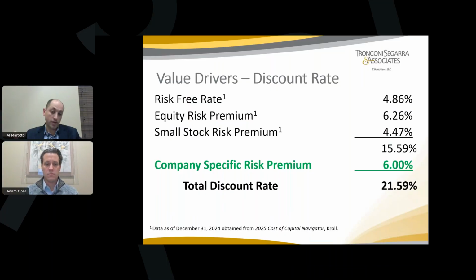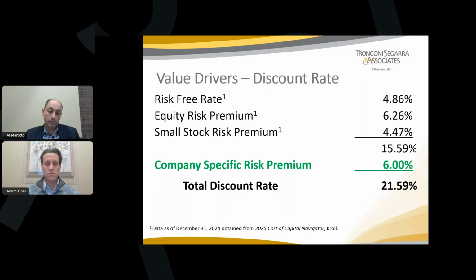The first one is the risk-free rate, 4.86%. That's the rate of return on U.S. Treasury bills, a 20-year U.S. Treasury bill, and it's risk-free since it's backed by the U.S. government. So I can park my money in a U.S. T-bill and receive a 4.86% rate of return, risk-free.